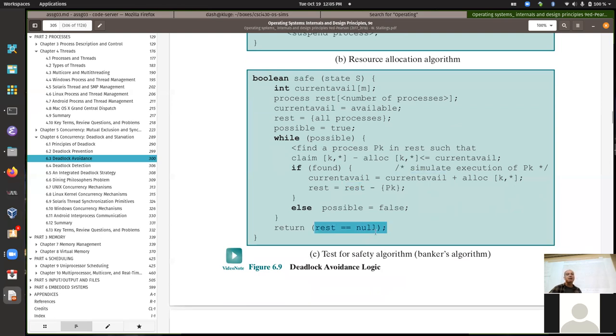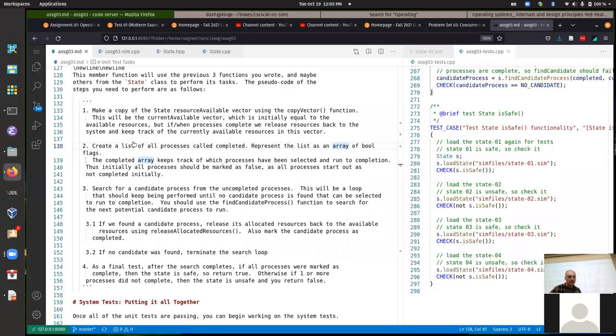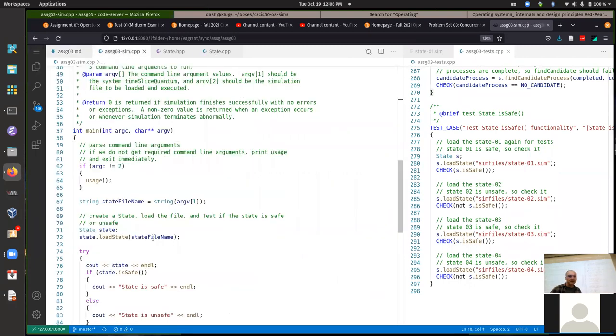And then there is one final thing here. At the end, you need to know whether the state is safe or not. The state is only safe if all of the processes were completed. So to correctly return the result, the test here: isSafe is supposed to be returning a Boolean result. The state one that we give for the test is safe, so it should return true. We call isSafe on, here we load state one. State two is not safe, so it should return false. State three was safe, but state four was not safe. So the isSafe function is actually returning the Boolean result, true or false.